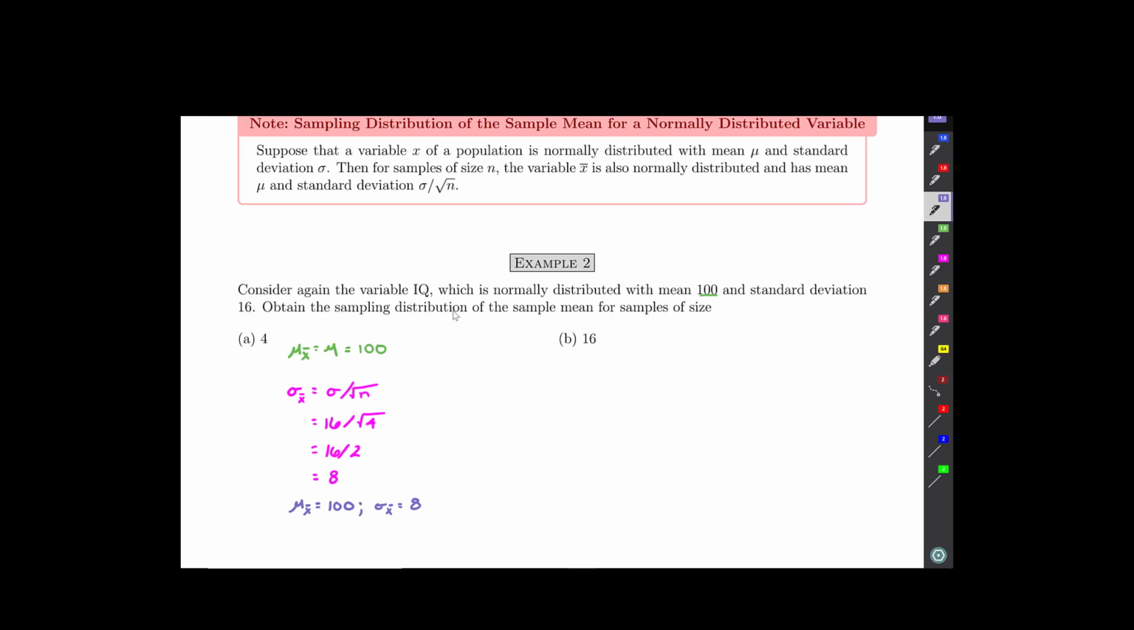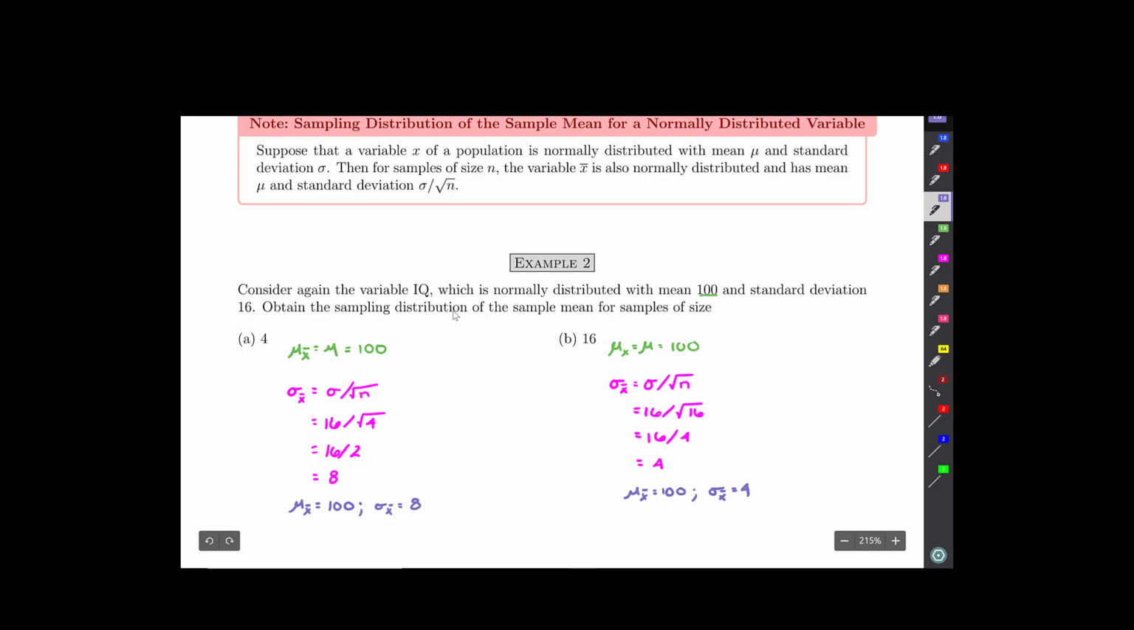We'll interpret both of these simultaneously. So I'm going to go ahead and do the same calculations on part B. We have mu sub x bar is equal to mu, which is still 100. And then we have sigma sub x bar is equal to sigma over square root of n, which is going to give us 16 over square root of 16, and we end up with 4. So our values here, mu sub x bar is still 100, and sigma sub x bar is 4.